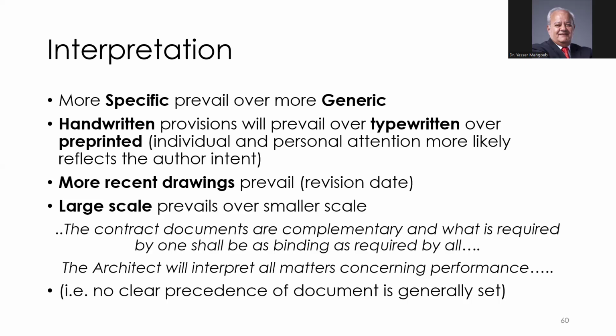Large scale prevails over smaller scale. If I have a 1 to 20 detail and a 1 to 100 and they don't match, I will follow the 1 to 20. Okay? The contract documents are complementary, and what is required by one shall be as binding as required by all. So the contract documents must be followed by all the bidders of the contract. The architect will interpret all matters concerning performance.